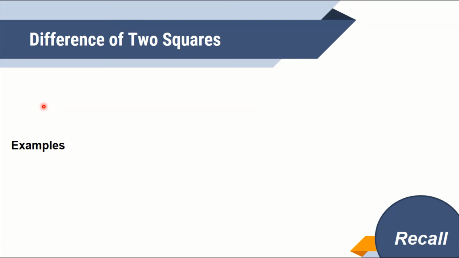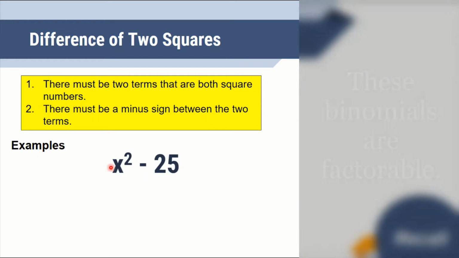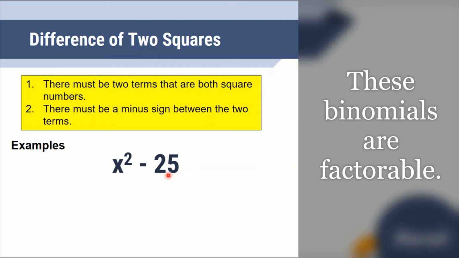So let's proceed with the difference of two squares. There are two conditions. The first one is there must be two terms that are both square numbers. And there must be a minus sign between the two terms. One example is x squared minus 25. X squared and 25 are square numbers and there is a minus sign between them, as well as 144 minus x squared and y raised to 4 minus 36.